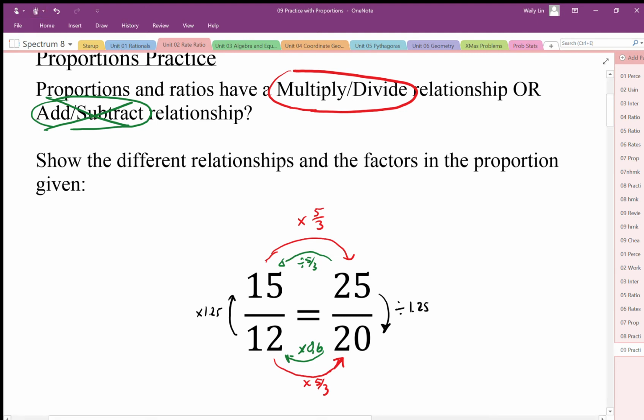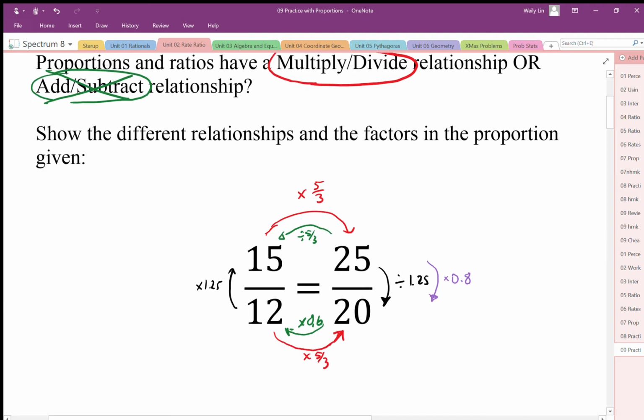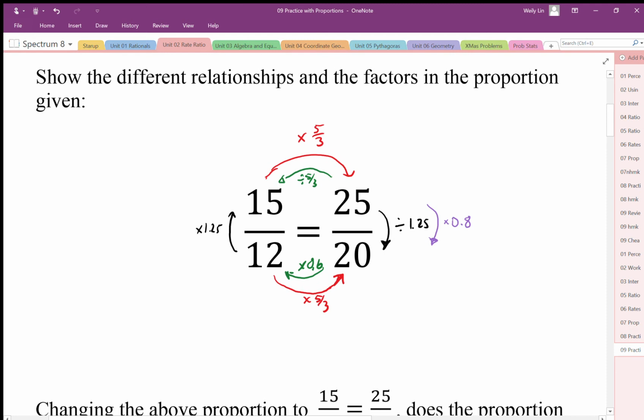Just choose a different color here. In this case, I can multiply by 20 divided by 25, which is 0.8. So dividing by 1.25 is the same as multiplying by 0.8. Okay, so there are all these times divide relationships involved in here.